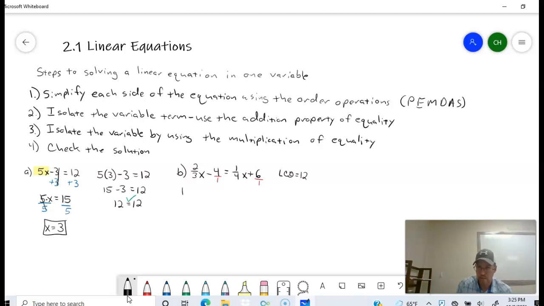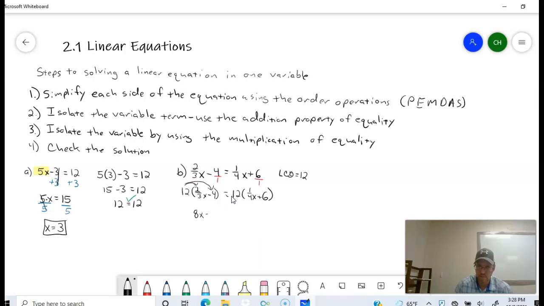So I'm going to multiply both sides by 12. Now I'll multiply 12 times this side as well. So I need to distribute. 12 times 2/3, well 12 times 2 is 24, divided by 3 is 8x.